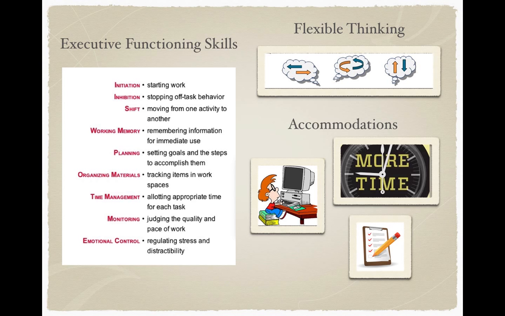And finally, accommodations, the first one being more time, especially for the child with verbal processing speed. They need more time to take in and process information so that they can show their intellect. Another accommodation, especially for the visual motor, is the use of a computer. And then finally, building the executive functioning skills, making a checklist, and breaking down the tasks and following along.